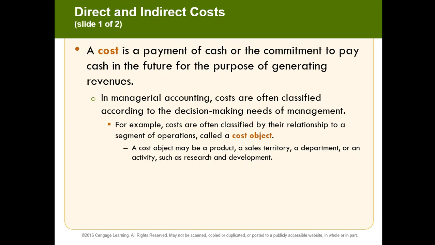So cost is anything we have to pay to get this product built and again generate some revenue. Costs are related to, we call it a cost object, and a cost object can be anything. It could be the product we're building, a sales territory, a specific department. Most of what we're going to be looking at is costs to build a product.